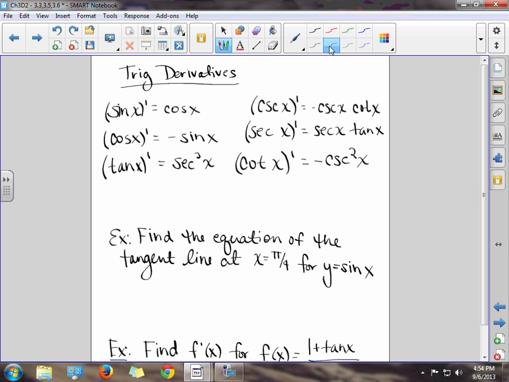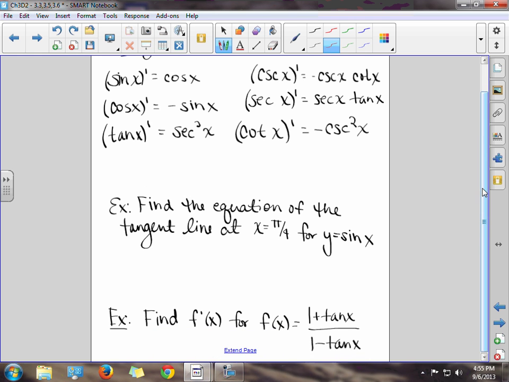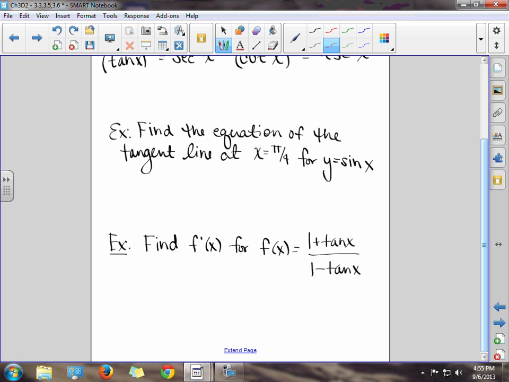You should really look at some of the proofs as to how these come about, because this is really neat how all of these derivatives relate with their original functions. So there's not much we can do other than just manipulate them. Let's take a look at this first example. We want to find the equation of the tangent line at x equals pi over 4.